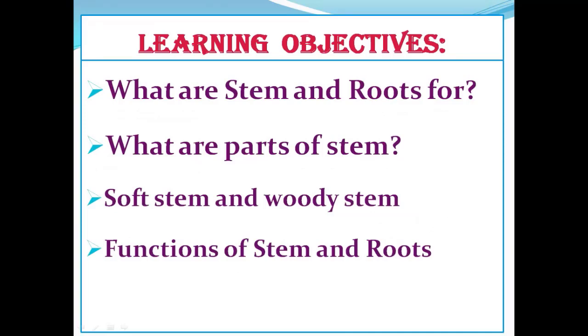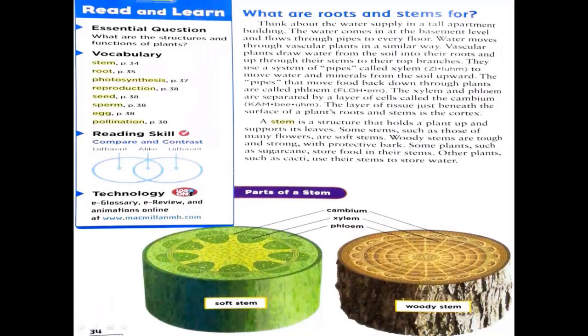Here are the learning objectives. What are stems and roots for? Then we are going to see what the parts of the stem are, particularly the soft stem and the woody stem, and the functions of stems and roots. So these are the learning objectives. Let's see about the lesson, where we are going to see what roots and stems are for.